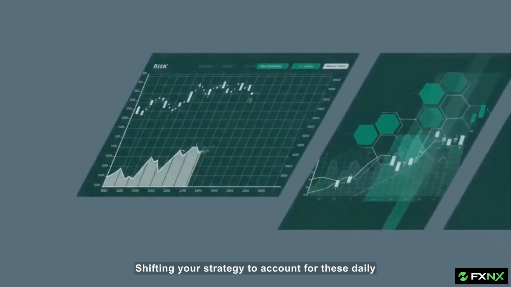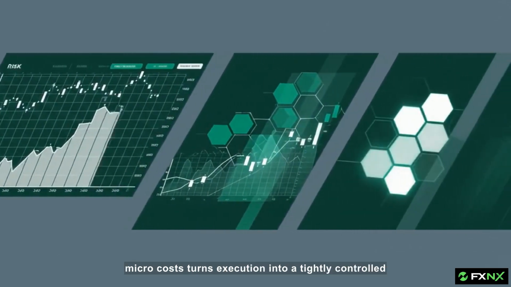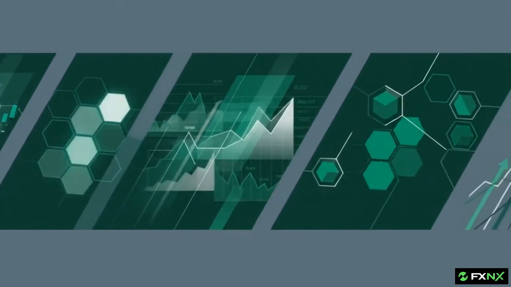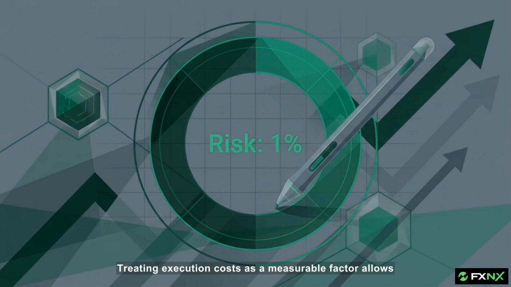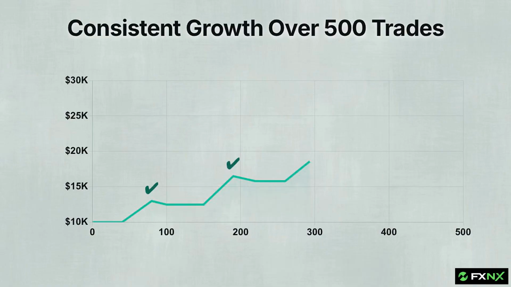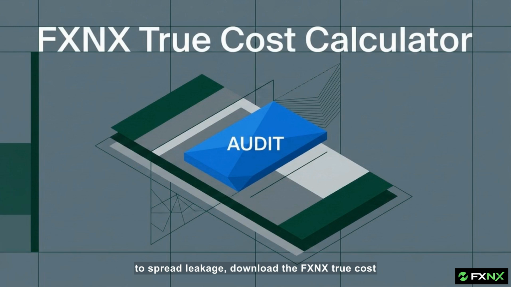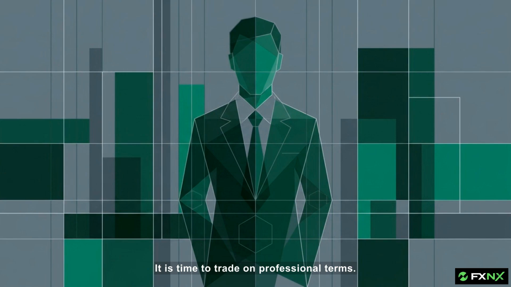Shifting your strategy to account for these daily micro-costs turns execution into a tightly controlled professional variable. Treating execution costs as a measurable factor allows for more precise risk management and more predictable results over hundreds of trades. To see exactly how much you are losing to spread leakage, download the FXNX True Cost Calculator and audit your current broker's performance. It is time to trade on professional terms.